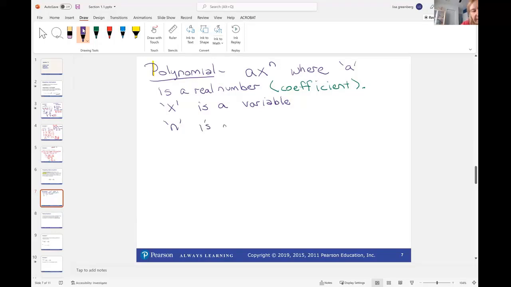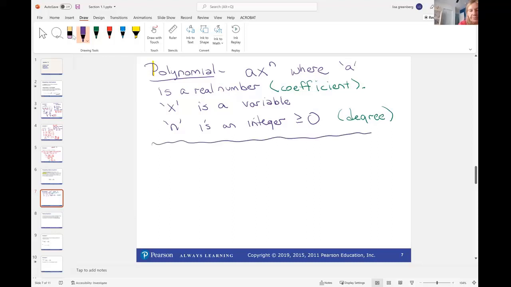And n is an integer. So an integer is any whole number, positive or negative or zero. So basically, -2, -1, 0, 1, 2, 3, 4, and so on. It could be positive or negative, but there's no decimals, no fractions. It's a whole number, okay? So n is an integer, and it's got to be greater than or equal to 0. And we call that the degree. Okay. So what more should I tell you? Well, let's look at a couple of different expressions and see if they're polynomials.